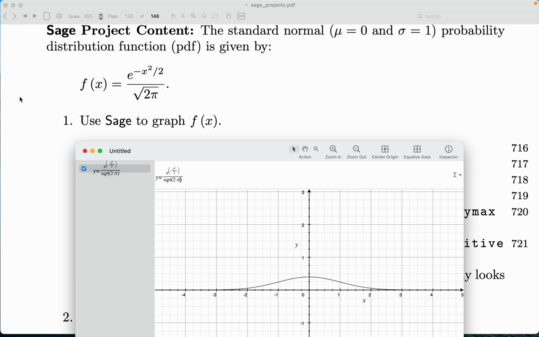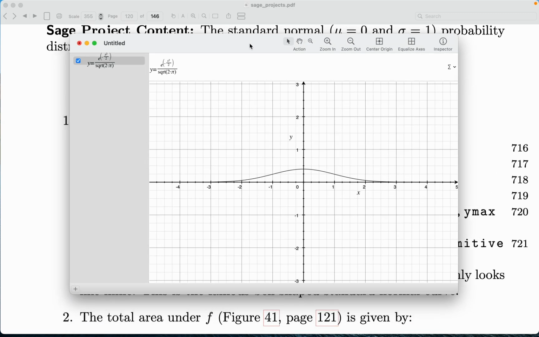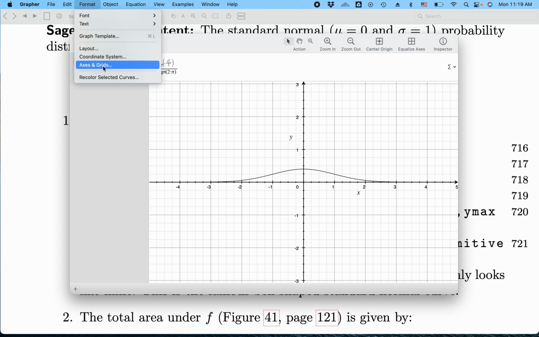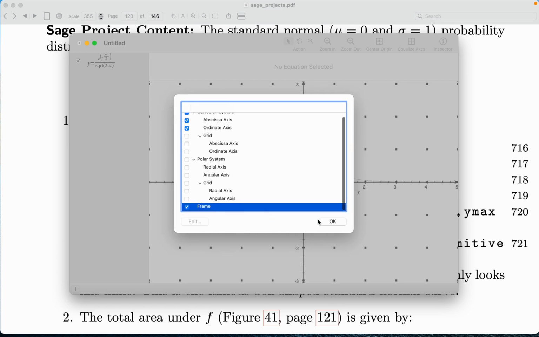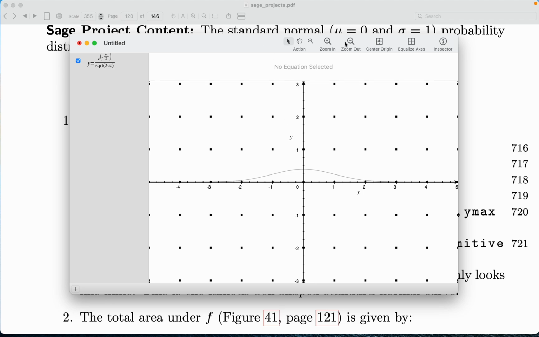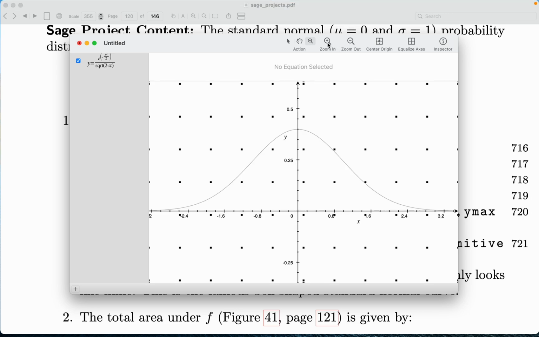And I get this bell-shaped curve. Someone looking at it might say, I don't see the bell-shaped curve. So first of all, I want to clear up some of the formatting issues. I'm going to get rid of the grid and the frame. I'm going to zoom in, and then zoom out again. I'm going to reset to the origin.